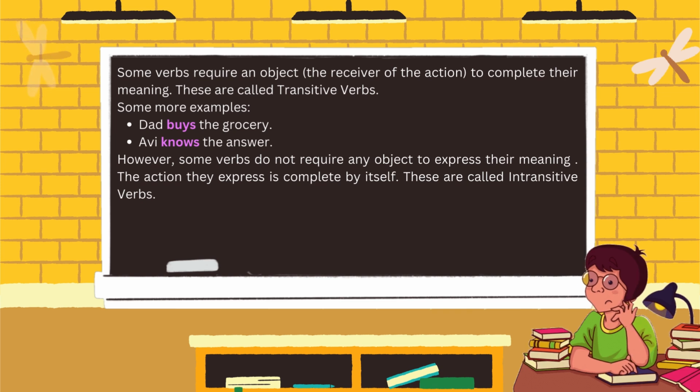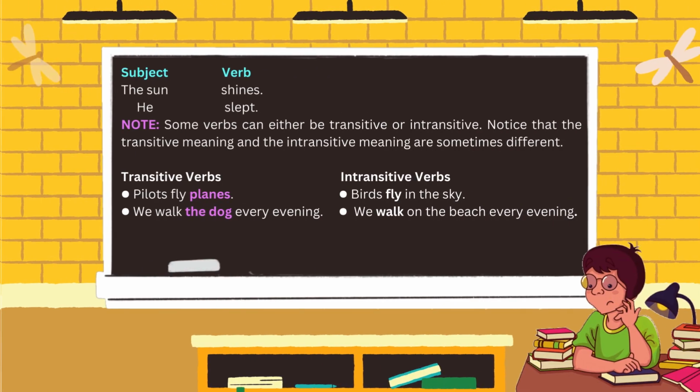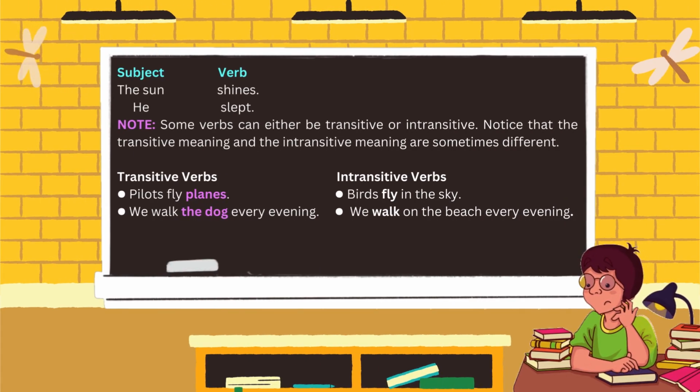Some more examples. Dad buys the grocery. Avi knows the answer. However, some verbs do not require any object to express their meaning. The action they express is complete by itself. These are called intransitive verbs. The sun. Subject. Shines. Verb. He. Subject. Slept. Verb.